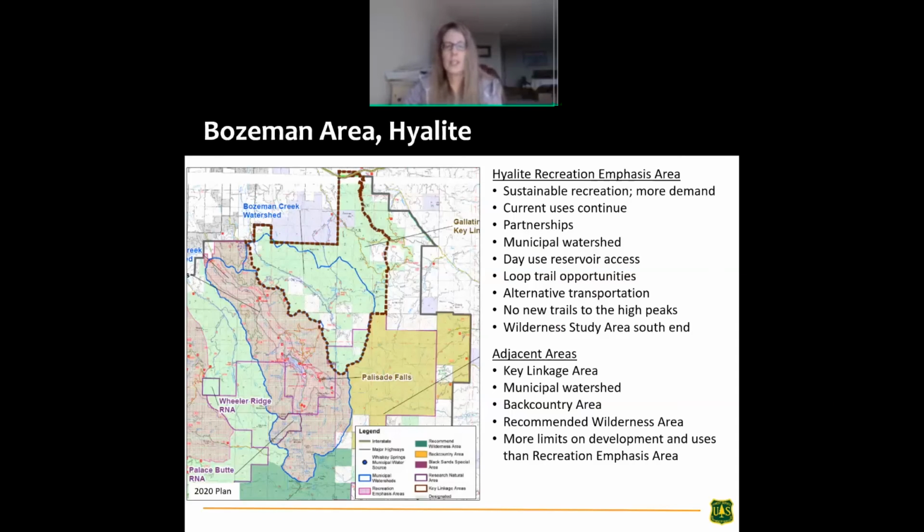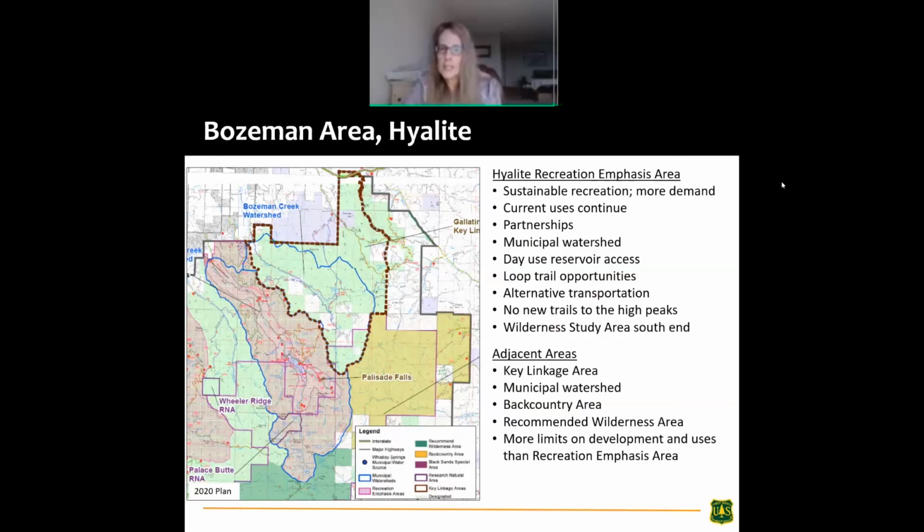So in the Hyalite Recreation Area, the riparian management zones apply just like anywhere on the forest, the guidance to protect wildlife, etc., at the same time with a recreation emphasis. So in some of the land allocations, current or future uses may be limited, but not typically in a recreation emphasis area. The current uses continue. There's an emphasis on partnerships, which is certainly important. We have one of the partners here tonight speaking this evening. It's a municipal watershed, as I've said, for Bozeman. So as an important partner, it's an important use for the city of Bozeman.